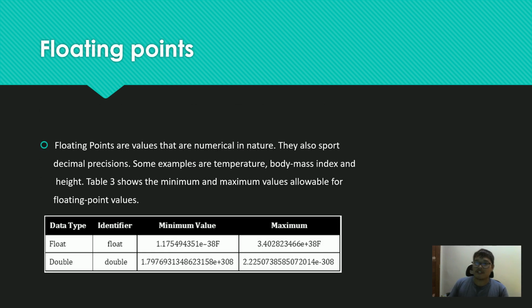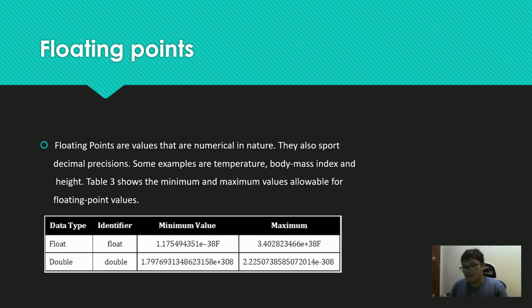So the next is floating points. Floating points are values that are numerical in nature. They also support decimal precision. Some examples are temperature, body mass index, and height. Table 3 shows the minimum and maximum values allowable for floating point values.